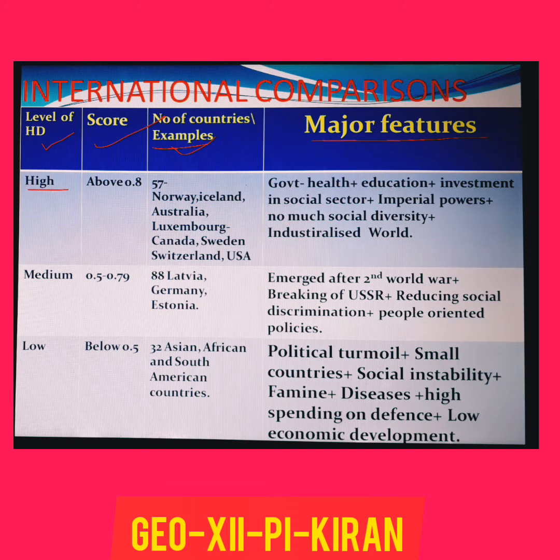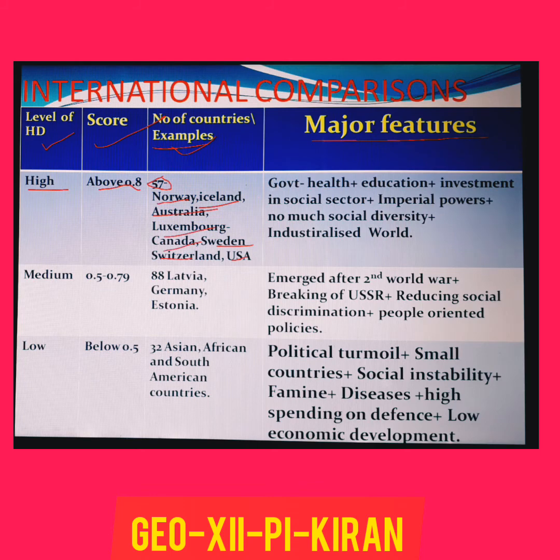So first we have high human development index countries. The score is above 0.8. There are 57 countries in the world which have high human development, which includes Norway, Iceland, Australia, Luxembourg, Canada, Sweden, Switzerland, and USA. So most of the European countries have a high human development index. The quality of life in these countries is high.